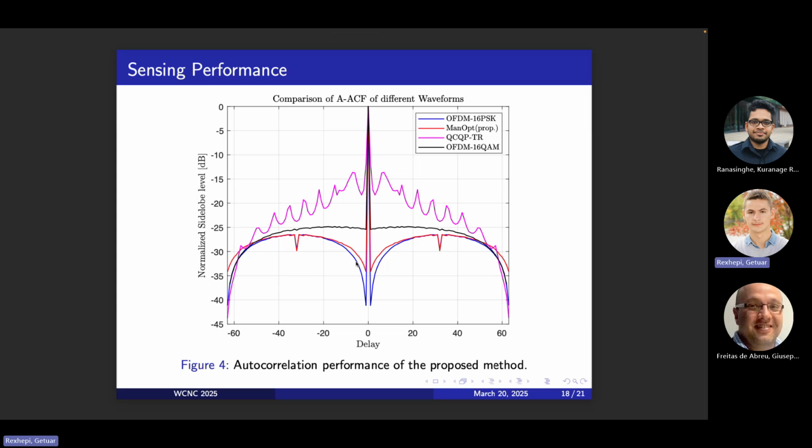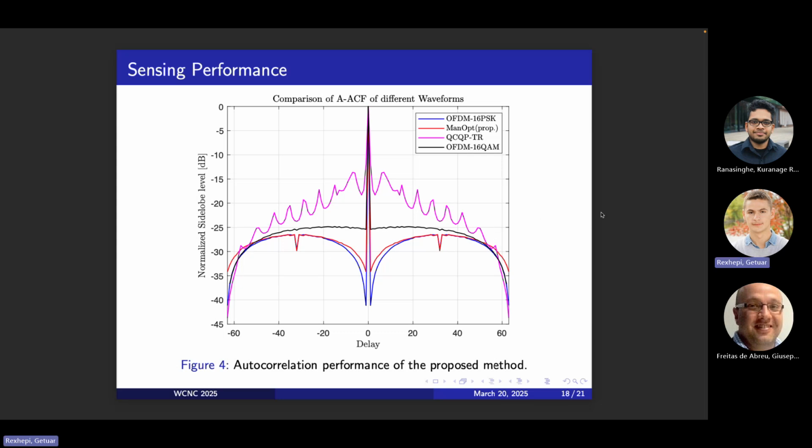Here, as I stated earlier, we use the aperiodic autocorrelation function. And as can be seen here, I plot the normalized sidelobe level in dB. As can be seen, the proposed design tones, in red, are almost 90% the same as the OFDM 16 PSK, which by the way was shown by other researchers to be the optimal waveform for sensing. So even though we lose slight performance in PAPR reduction, we have the best performance in sensing in radar terms.